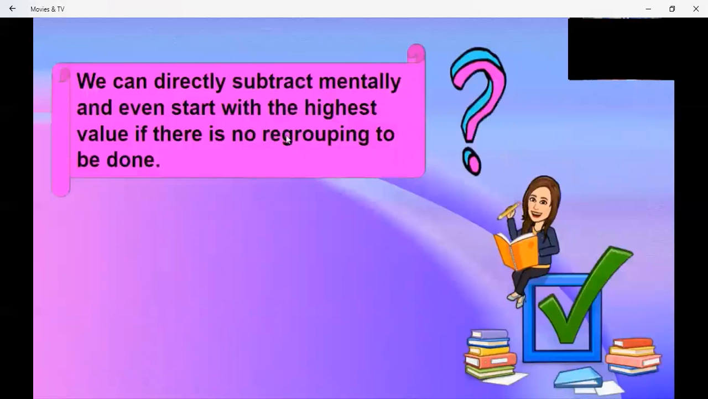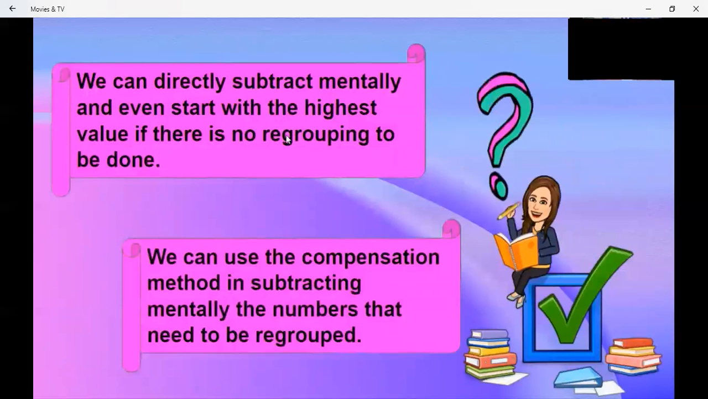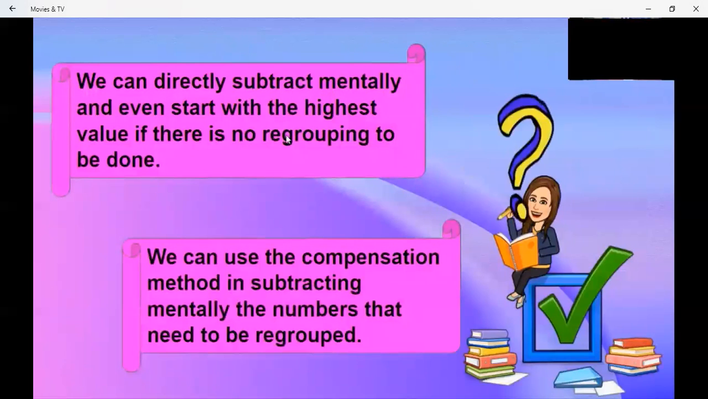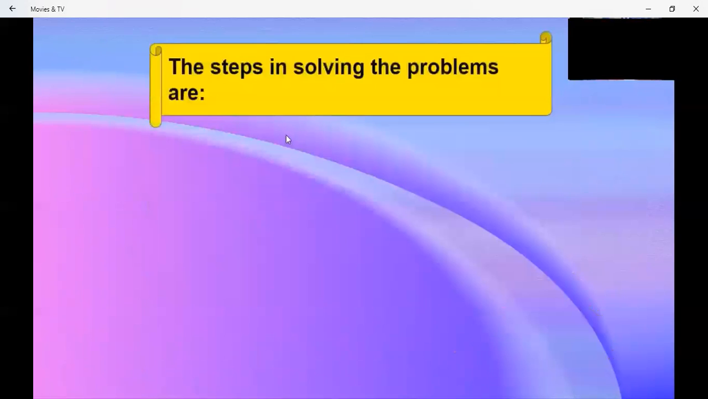So we can directly subtract mentally and even start with the highest value if there is no regrouping to be done. And we can use the compensation method in subtracting mentally the numbers that need to be regrouped. So let's have a word problem involving subtraction.